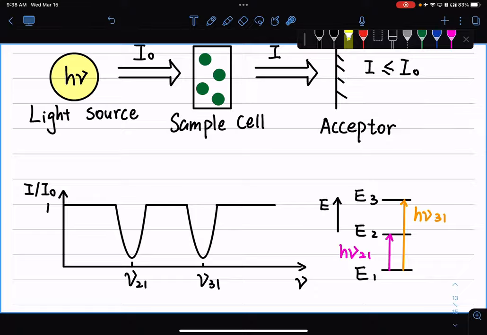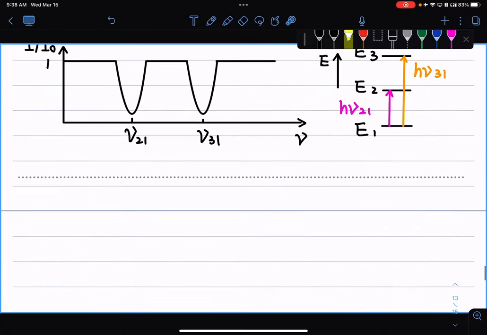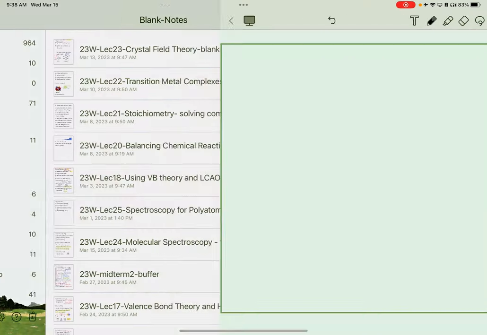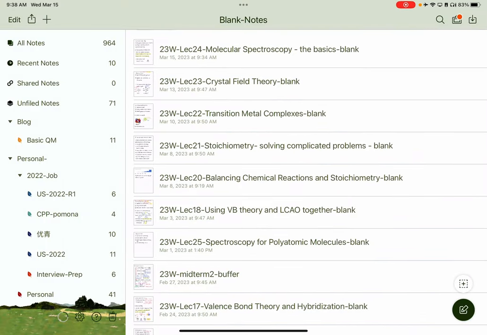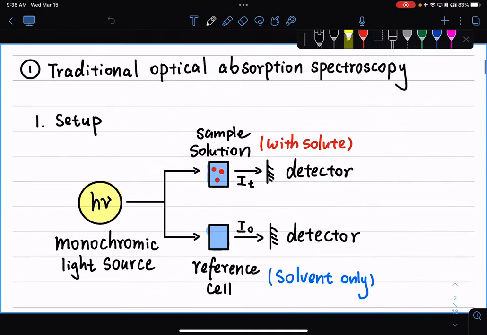So, okay. I'm running a little bit faster than I expected, which is interesting, but okay.